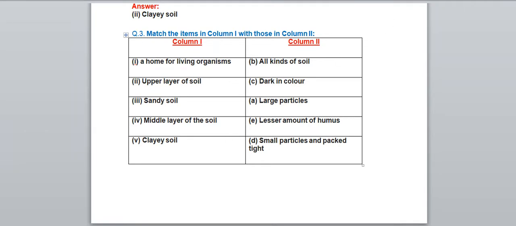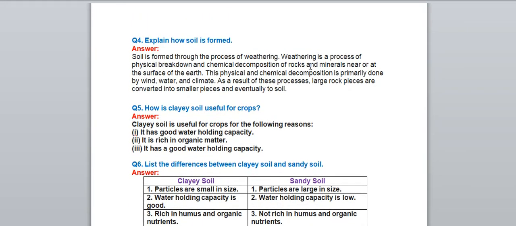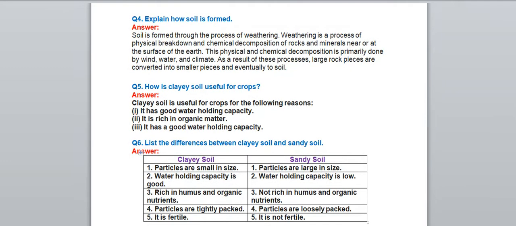Next we have question number 4. Explain how soil is formed. This is an important question. This question is generally asked in the exams. How soil is formed? We have read that soil is formed by the weathering of rocks. The first line, that only you have to write.